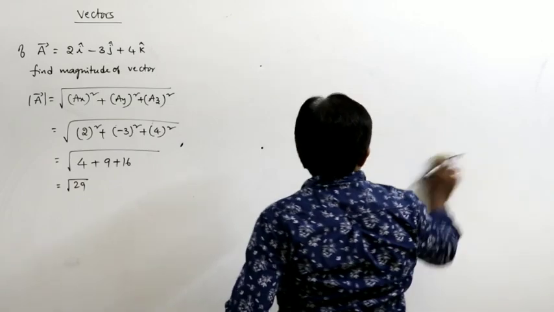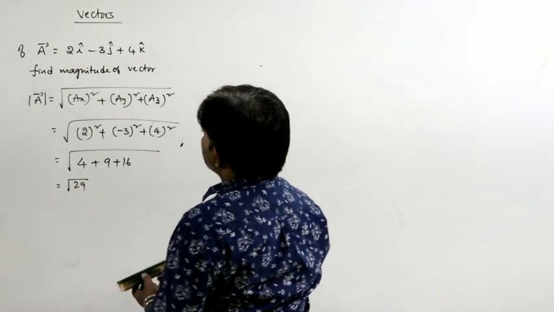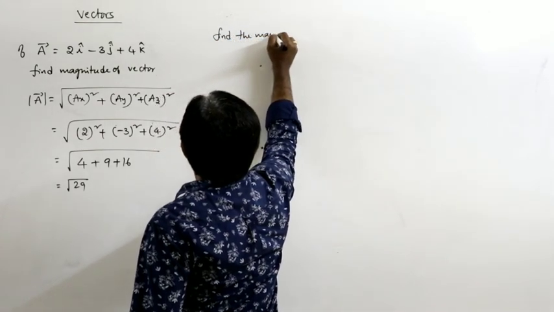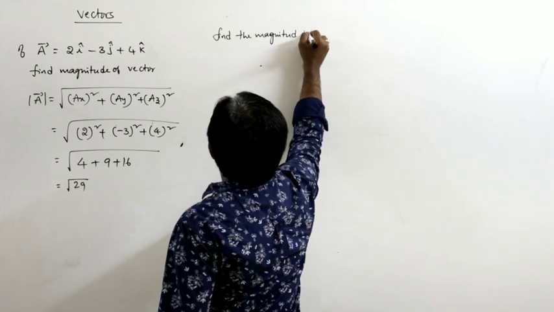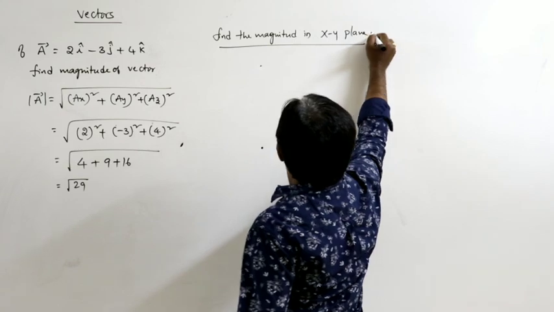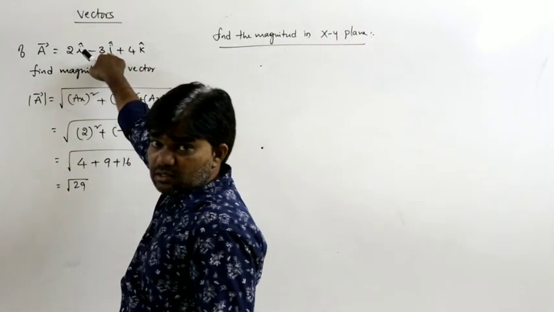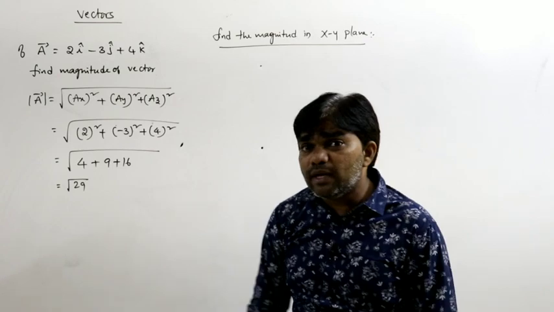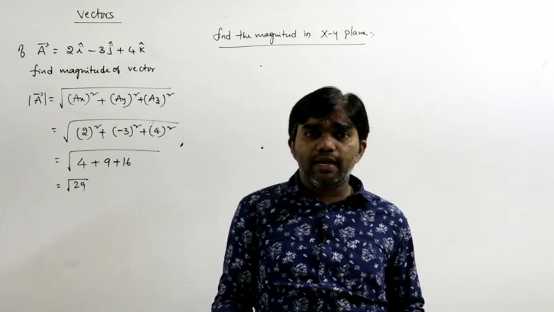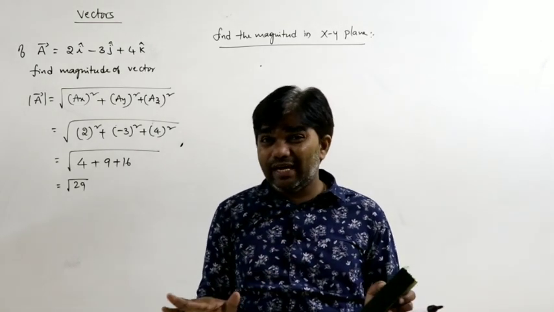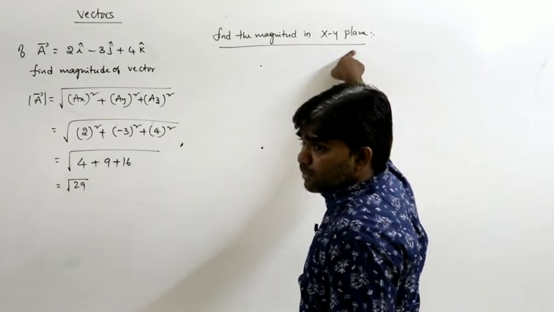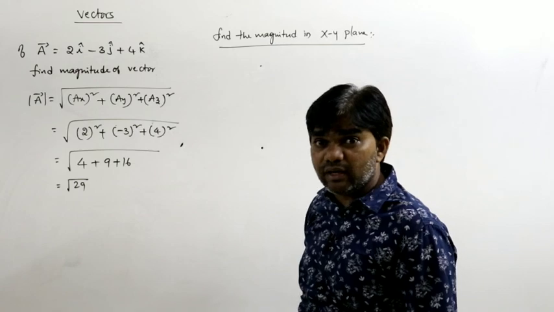Next, for the same vector, find the magnitude in the xy plane. Xy plane means what are the two components? X axis means i cap, y axis means j cap. No need to consider k cap. Here what we have to find out is the magnitude of the vector in the xy plane.